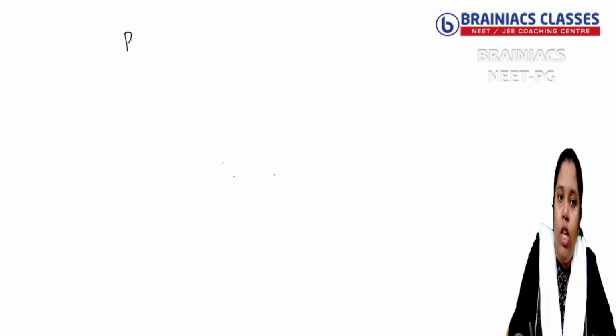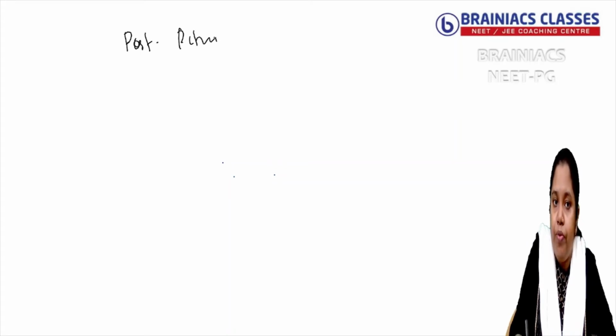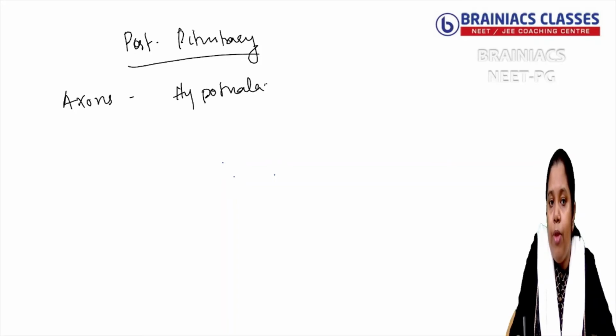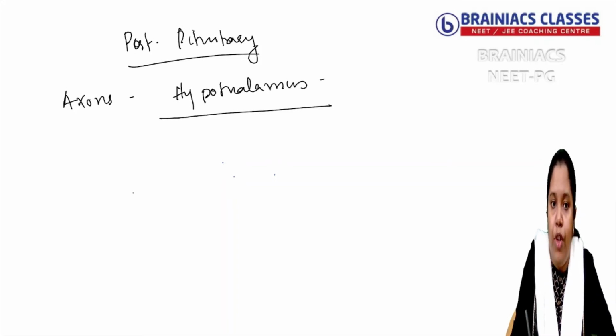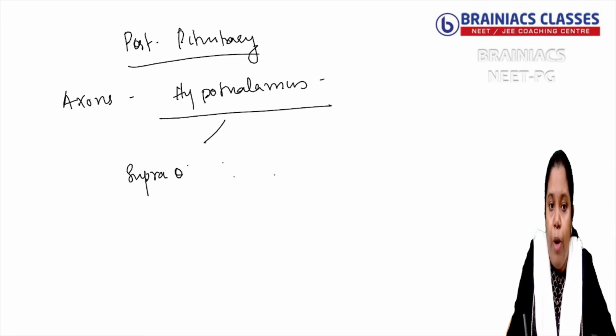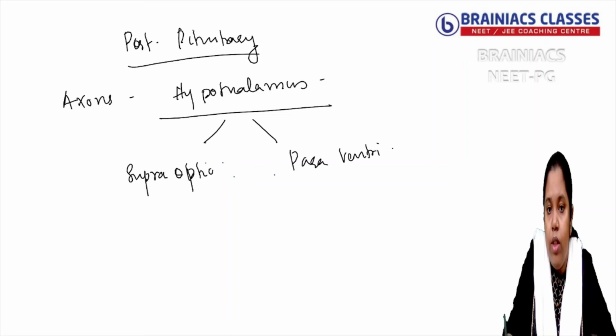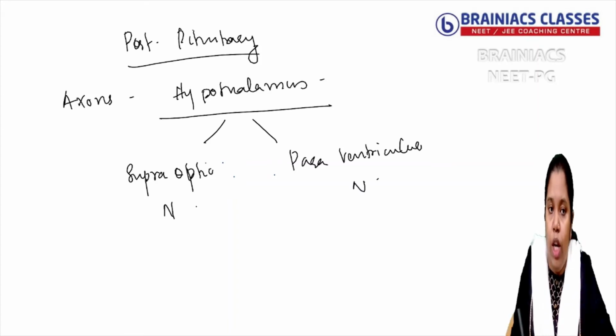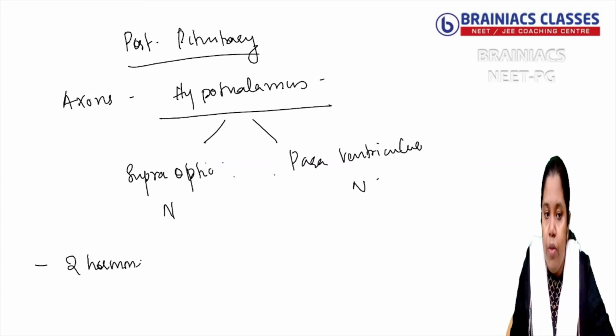Now taking the posterior pituitary, what is there in the posterior pituitary? The posterior pituitary has the axons that are coming from the hypothalamus. From which part of the hypothalamus? From the supraoptic and paraventricular nuclei. The axons coming from the supraoptic nucleus and the paraventricular nucleus reach the posterior pituitary, and they secrete two hormones: vasopressin and oxytocin.